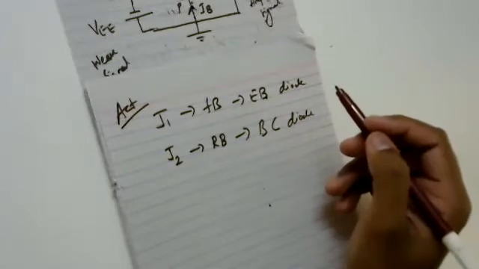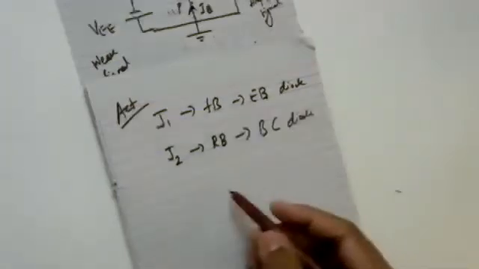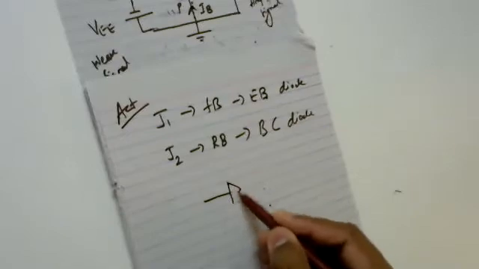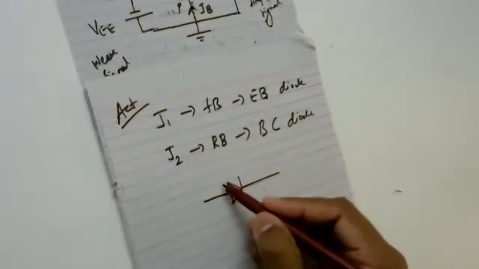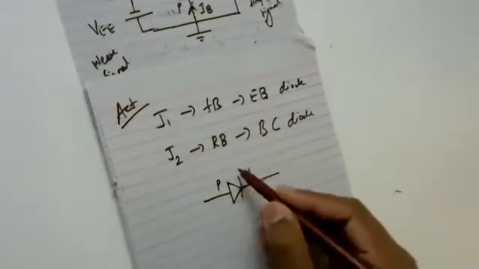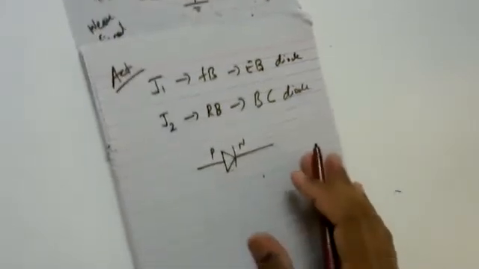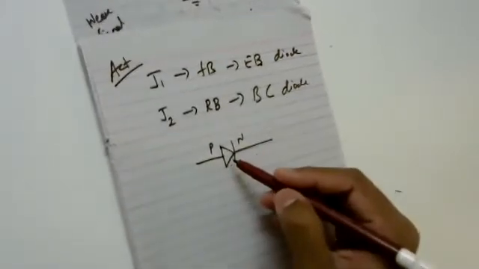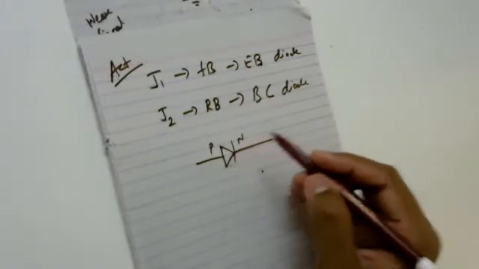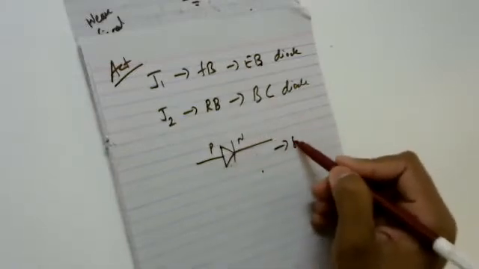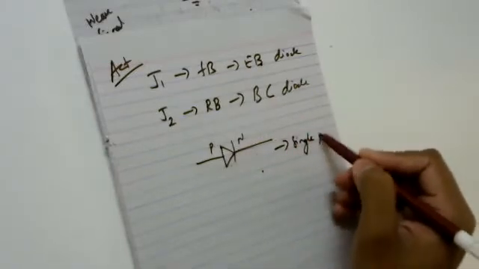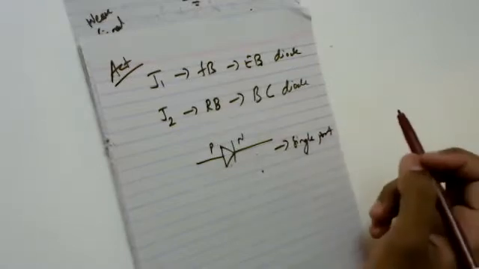Now, when I discuss the topic related to the diode, you can see I have only one P side, one N side, and only one junction. Since there is only one junction, I can say that this is a single port component.